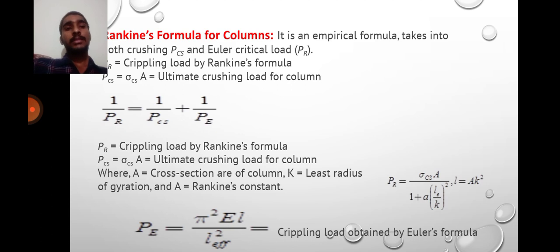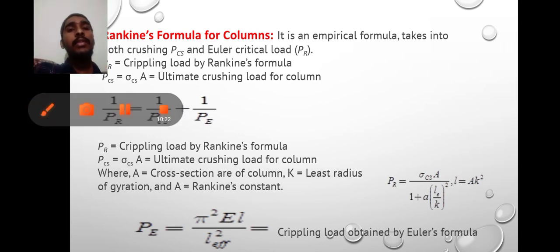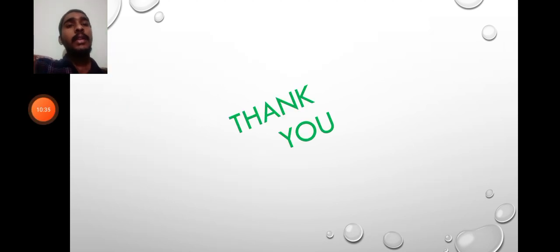This is Rankine's formula for columns. PE is equal to pi square EI by L square, the crippling load obtained by Euler's formula. And the final formula is PR is equal to sigma C into A by 1 plus a into Le by K whole square, where a is equal to sigma C by pi square E. Thank you.